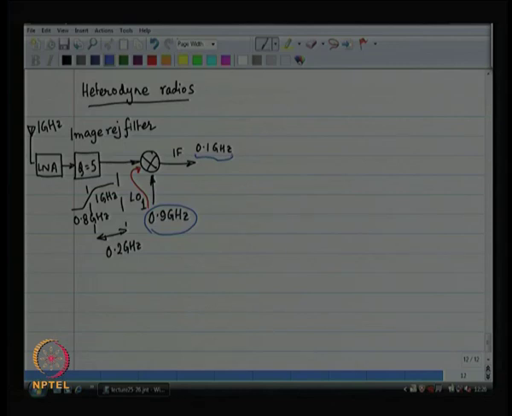So, the intermediate frequency will be a significant fraction of the original frequency. Here the intermediate frequency I have chosen is 0.1 gigahertz. If I wanted 0.01 gigahertz, then LO would be 0.99 gigahertz, then my Q would be this frequency divided by the IF frequency by 2 or so. So, that will be the Q of the image reject filter that you need.